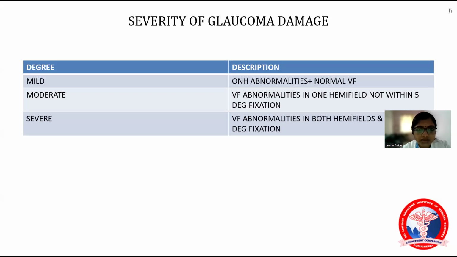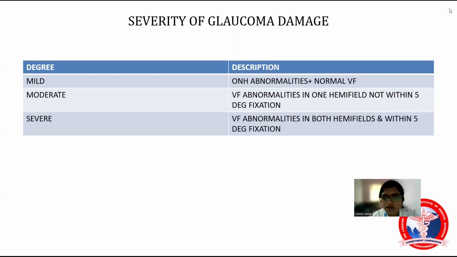Then we have to grade the level of glaucoma damage. How we are grading the glaucoma damage is: mild patients will have optic nerve head abnormalities with normal visual field. Moderate glaucomatous damage is characterized by visual field abnormalities in one hemifield, not within 5 degrees of fixation. Severe varieties are visual field abnormalities in both hemifields and within 5-degree fixation.